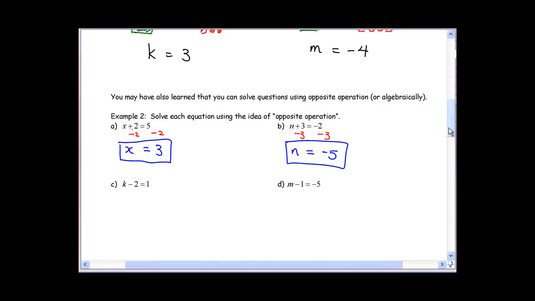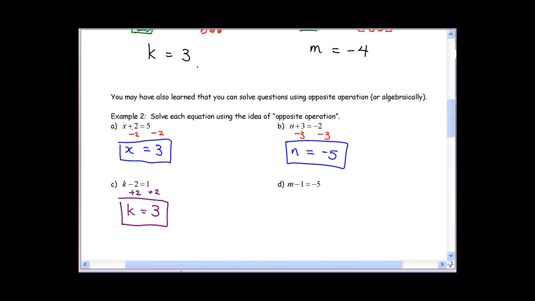So now we have k minus 2 equals 1. If we use this idea of opposite operation, what's the opposite of minusing 2? I heard someone say plus 2. Yippee! That is definitely correct. So then you're left with k on the left side because -2 plus 2 is 0. And then 1 plus 2 is 3. Ta-da! And that's the answer from above. It makes sense.